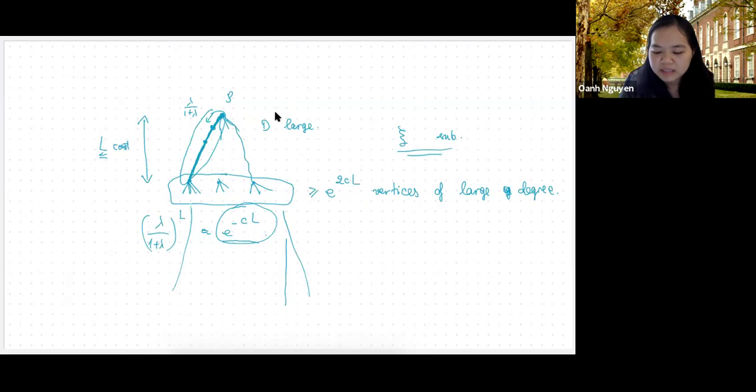Now, if C is exponential, then you cannot find that many vertices here, and so it's hard for you to pass the infection to successors.